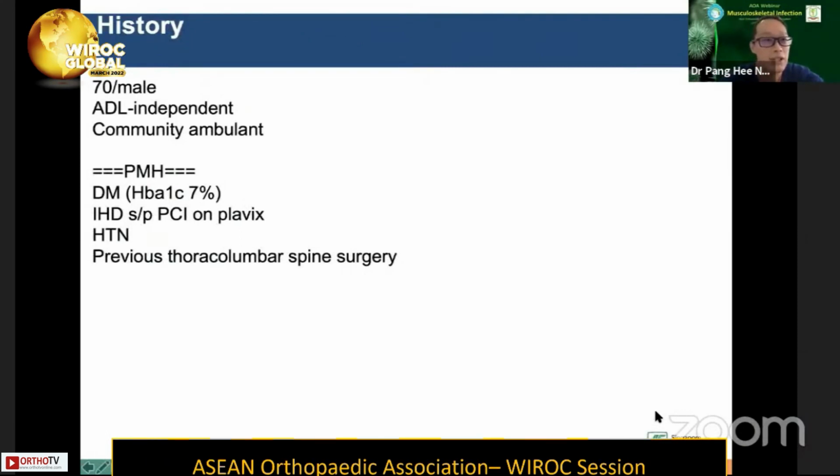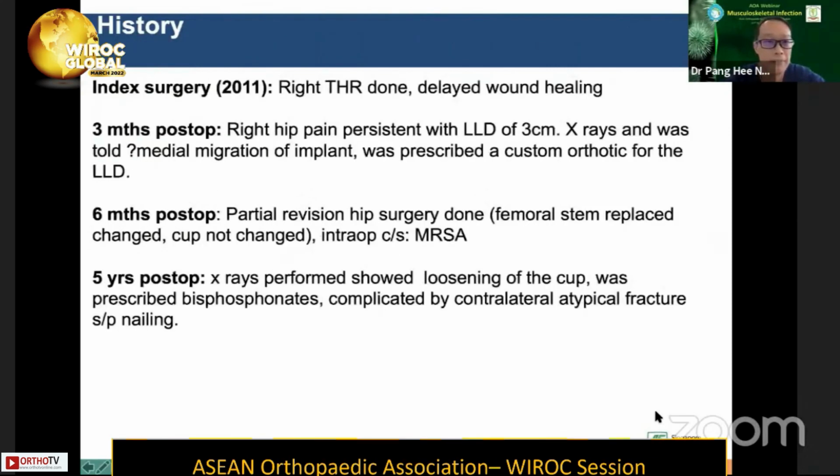So this is a 70-year-old male, fairly independent, with diabetes mellitus but well controlled, ischemic heart disease treated, and a previous thoracolumbar spine surgery. Right hip replacement was done. It was complicated by delayed wound healing, and the wound managed to heal in the end. 3 months post-operative, he complained of persistent right hip pain with a limb length discrepancy of 3 centimeters. X-rays were done, and he was told that there was medial migration of the implant. He was prescribed custom orthotics for the limb length discrepancy.